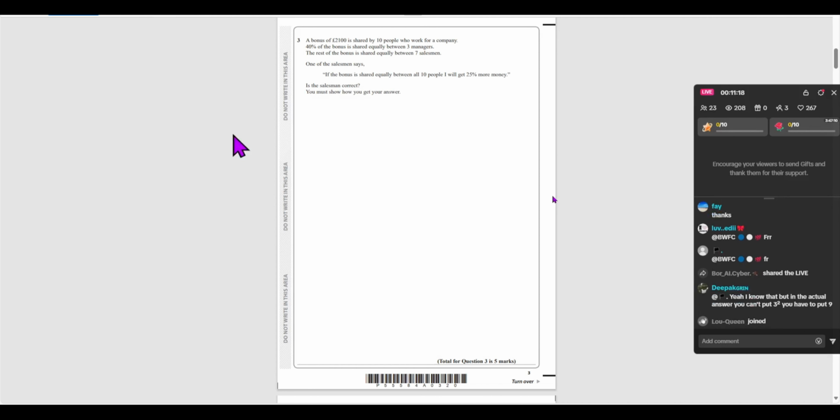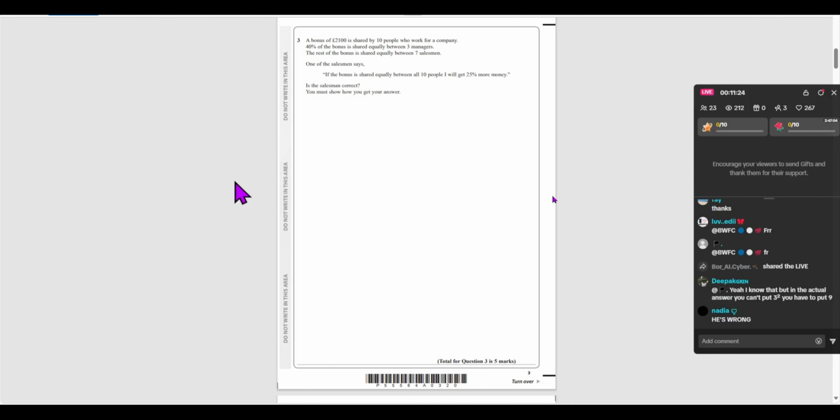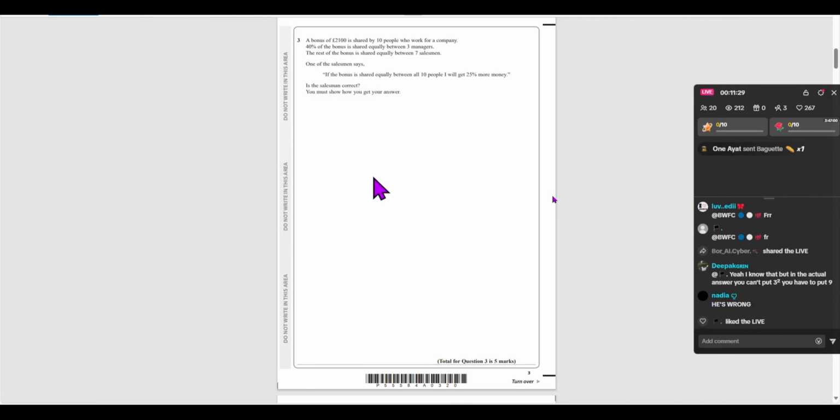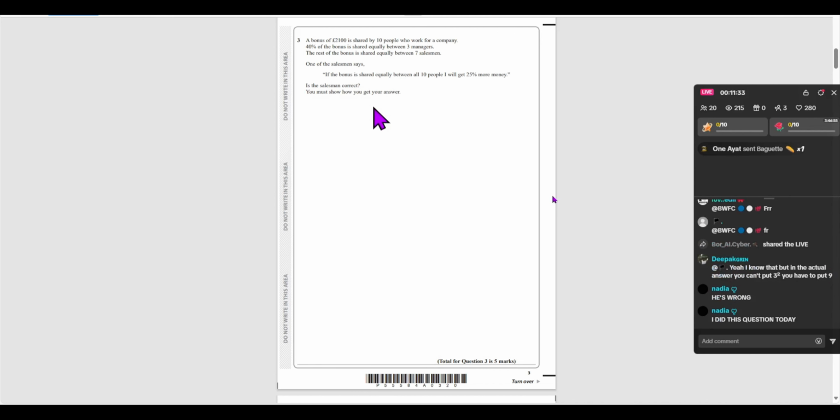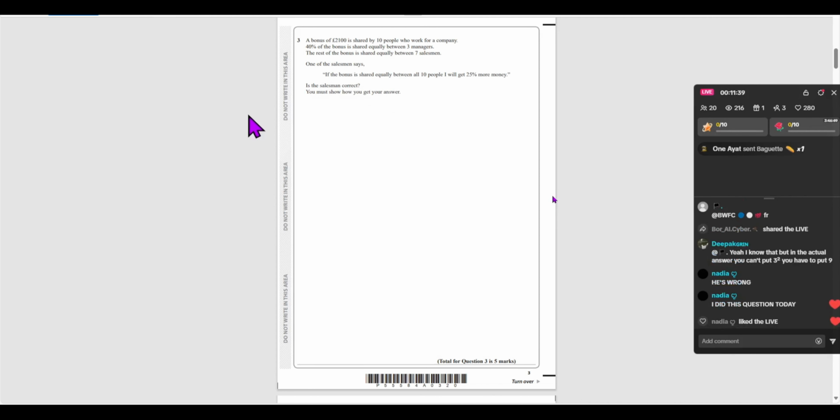So first of all, we need to calculate how much each person gets. So the salesman is wrong. Yes, he is wrong, but I need to put our working out. So first of all, let's calculate what everyone would get if it's shared equally between all those 10 people. Let's see what we will get.